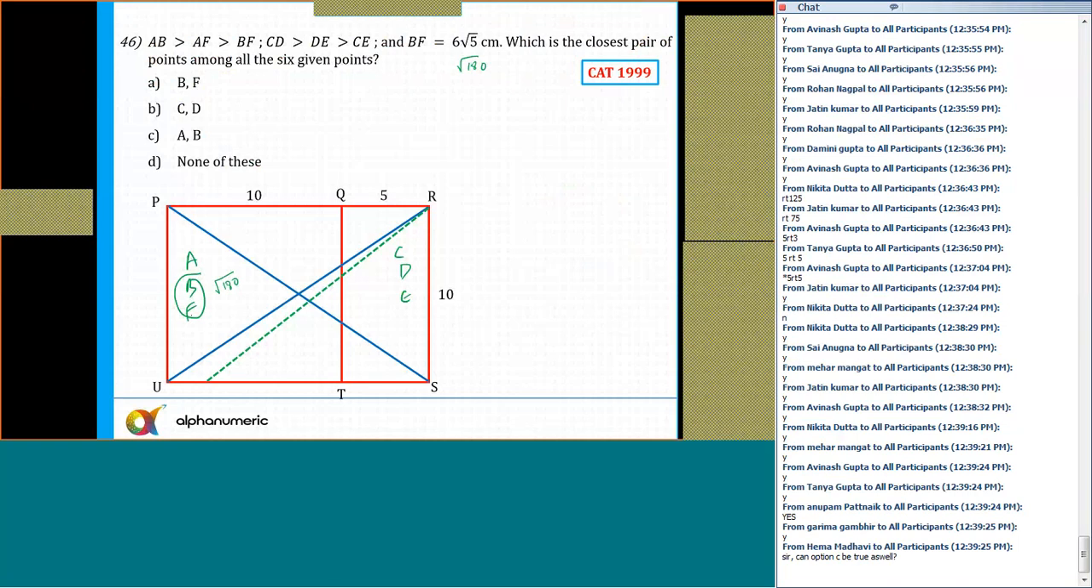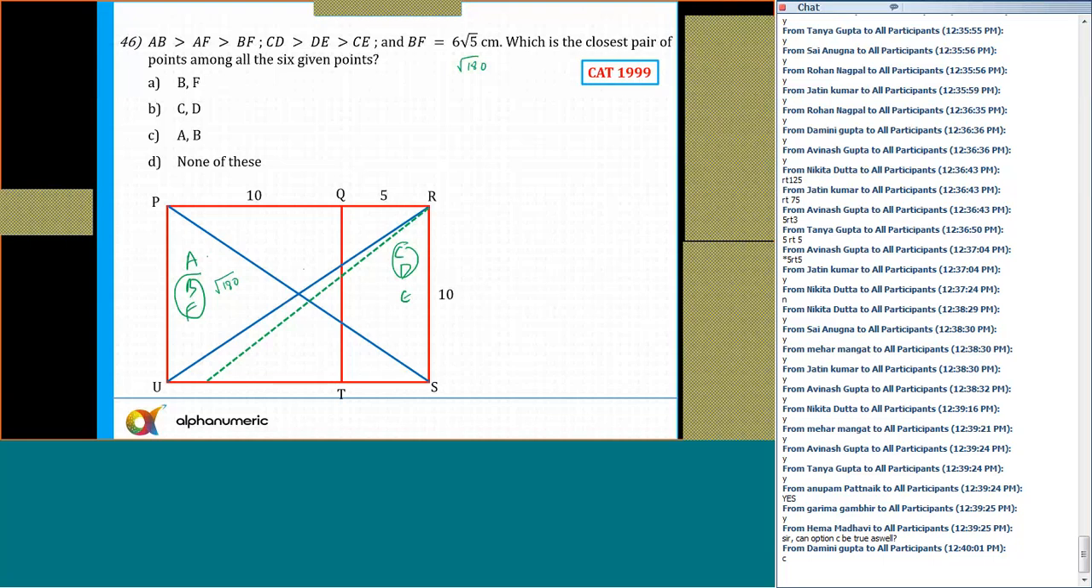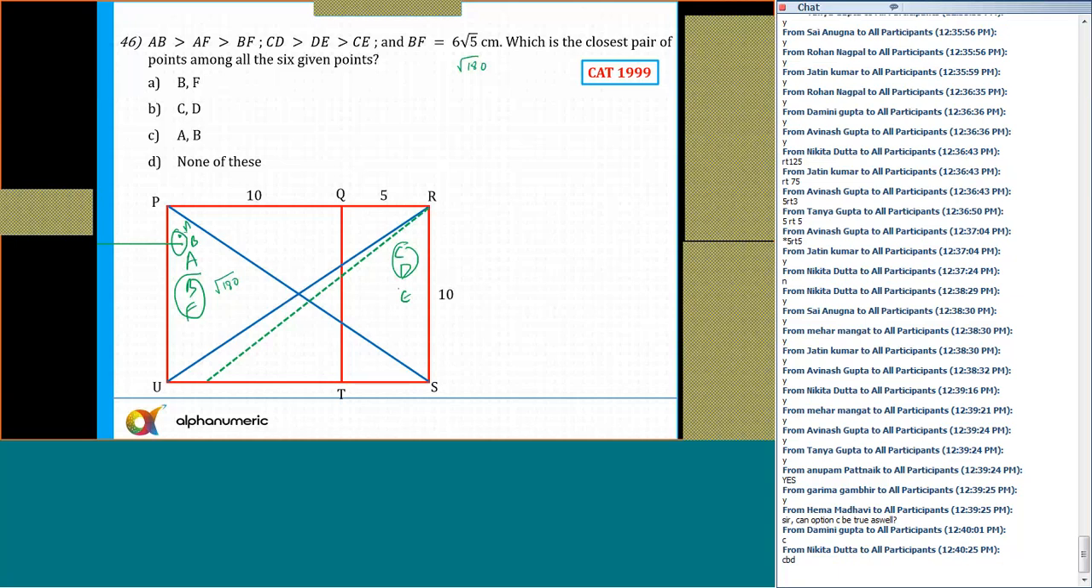B to F, no. C to D, no. A to B, again we know. It might be possible that if 3 points are within one circle, the 2 points A and B coincide with each other. In that case, the distance will be 0. So A and B can coincide, and the distance between A and B is 0. Or C to D also: the distance between C and D can also be 0. So which is the closest pair? We can't identify which one is the closest. That's why the correct answer for this question 46 is none of these. Among all the given choices, the correct answer is none of these.